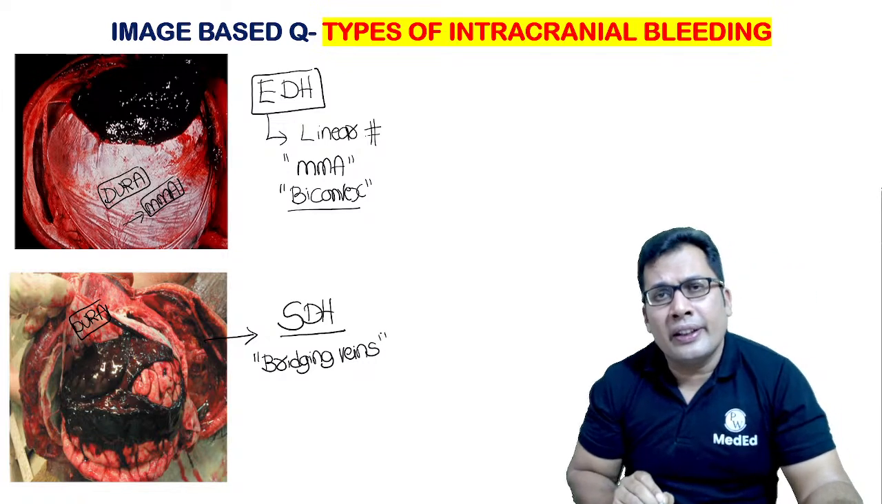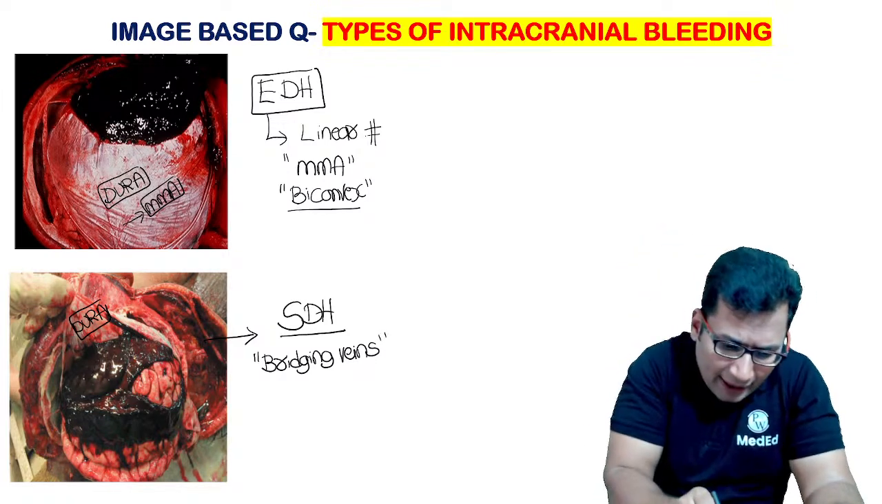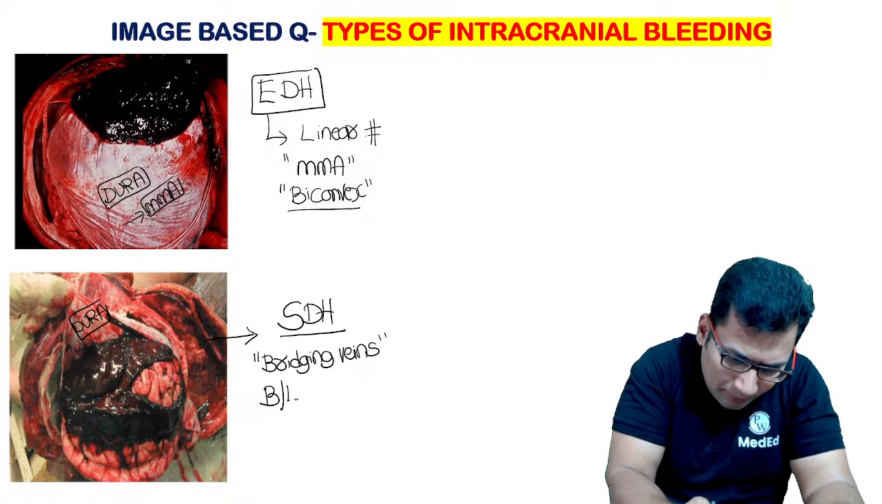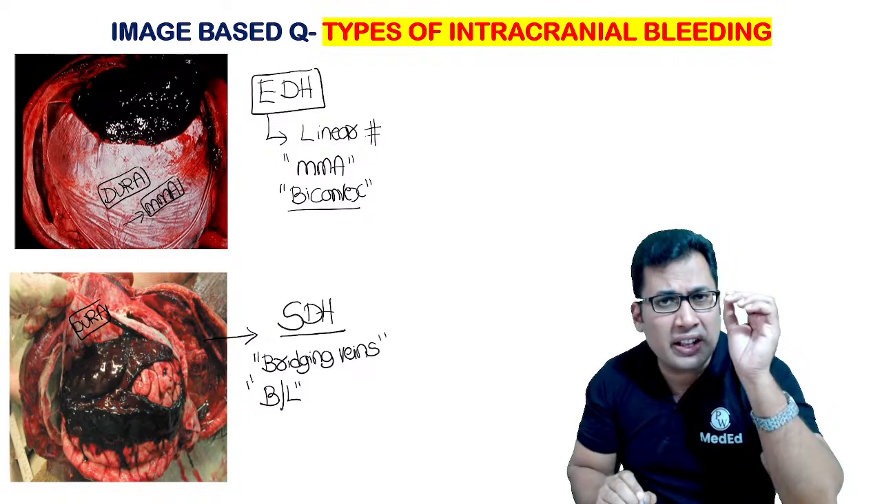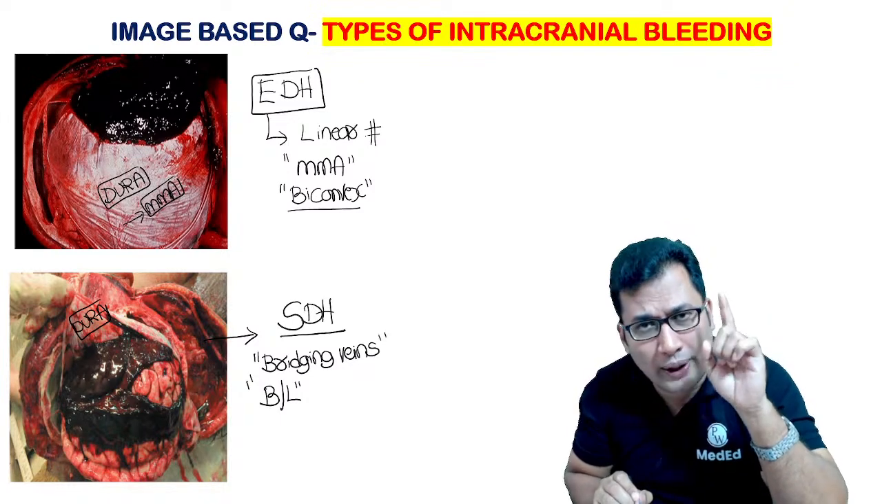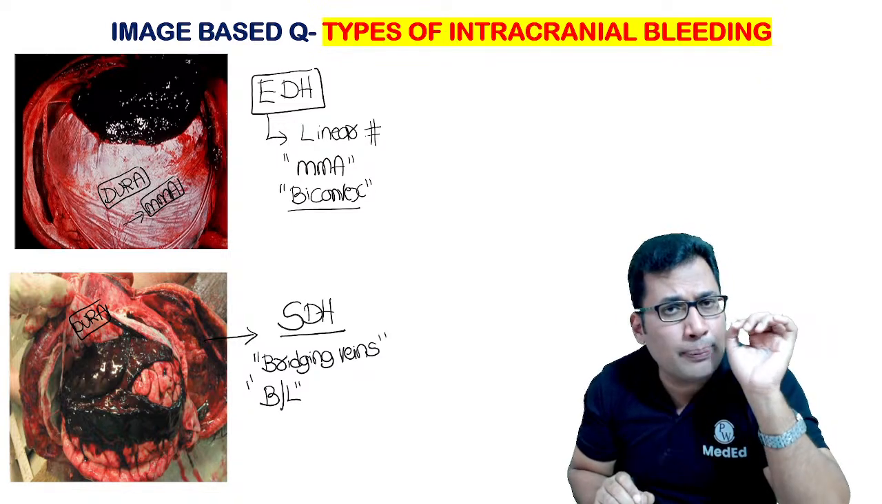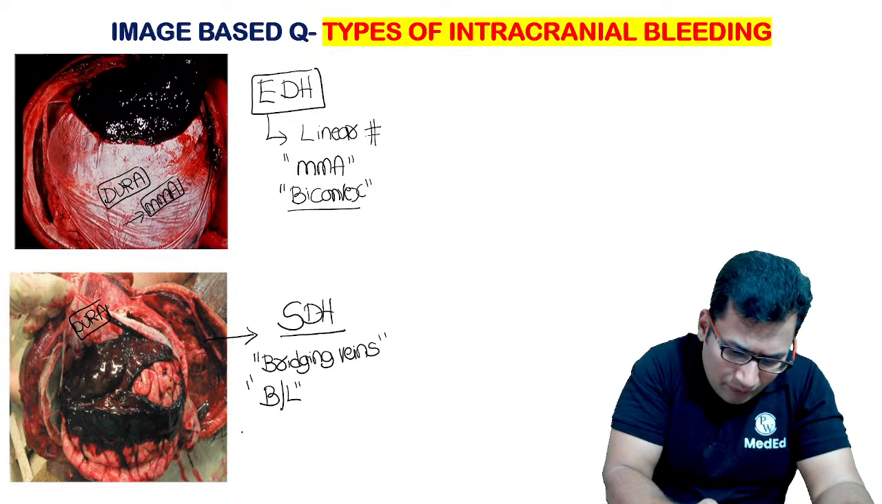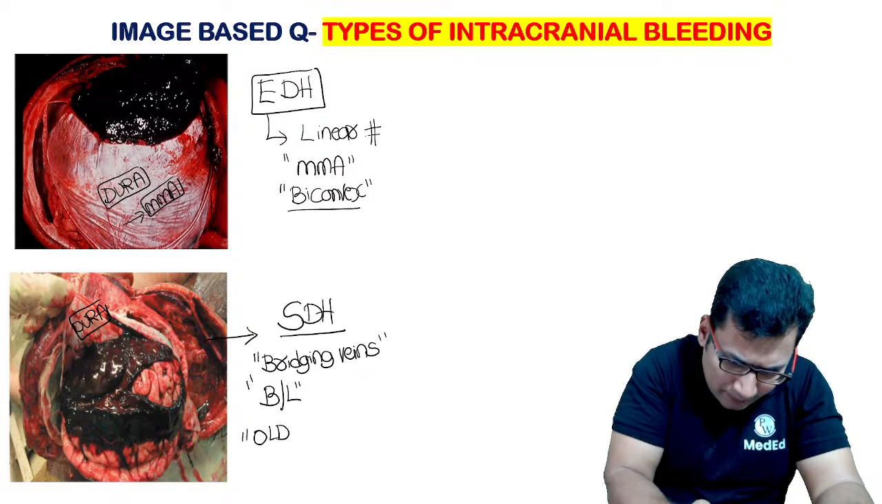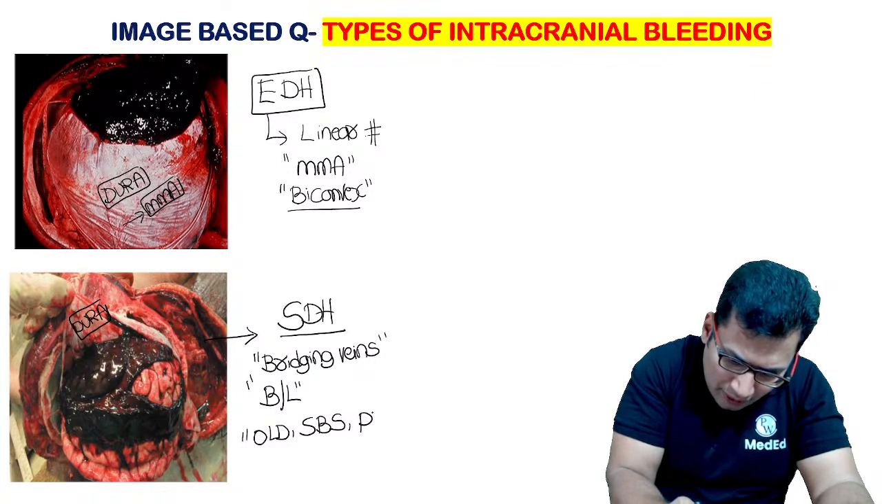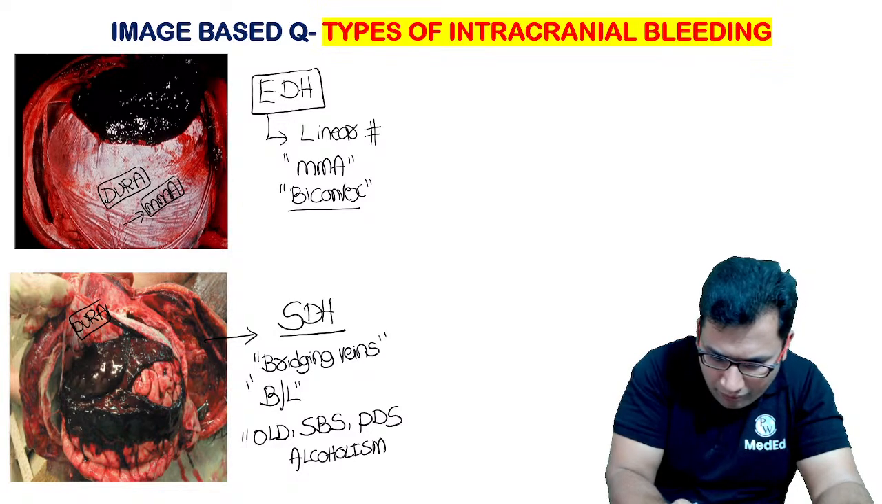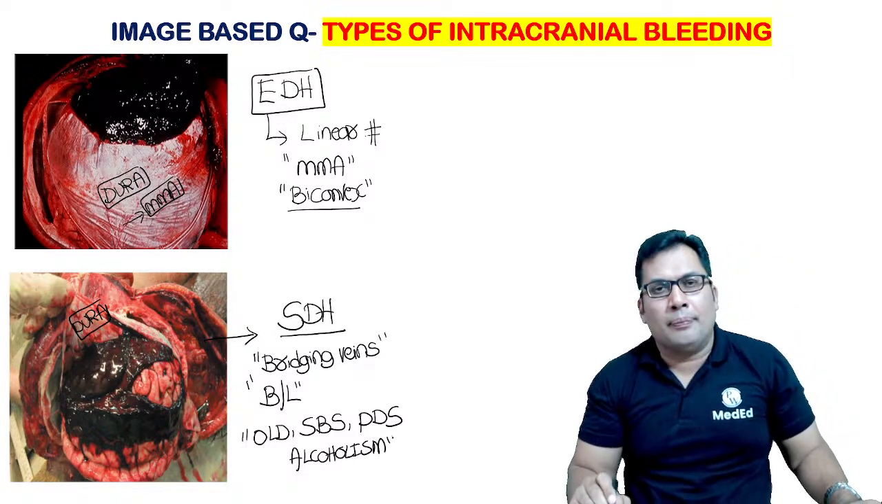And one more point, SDH is usually bilateral. SDH is commonly associated with old age, alcoholism, punch drunk syndrome, and shaken baby syndrome. Old age, it's very common. This can be asked in your exam.